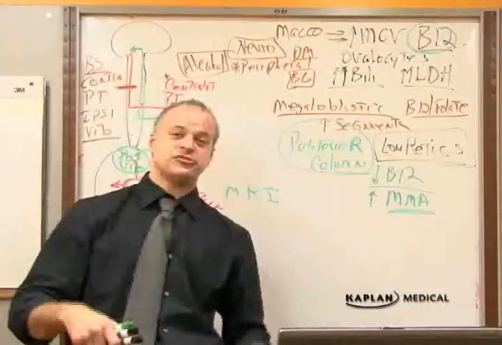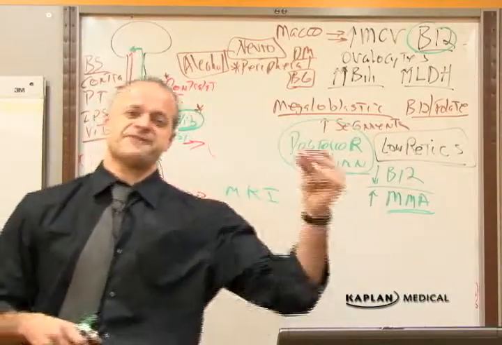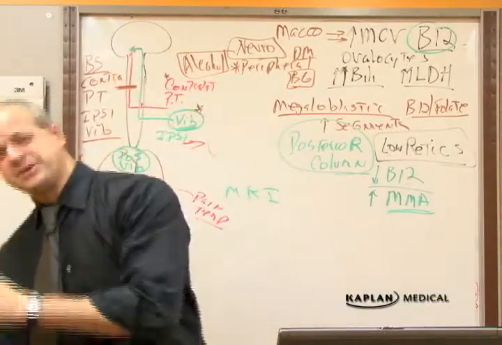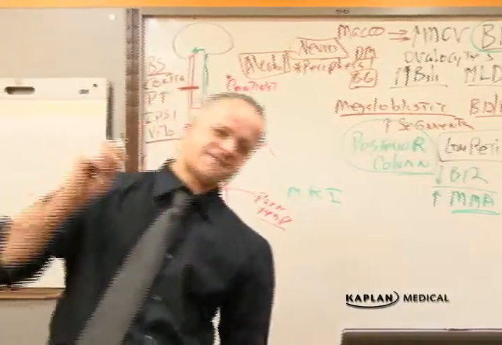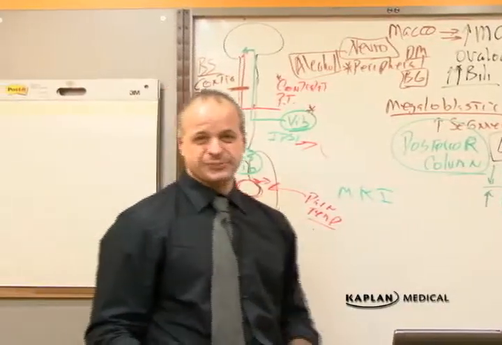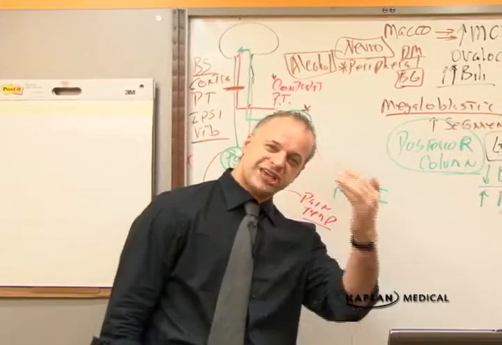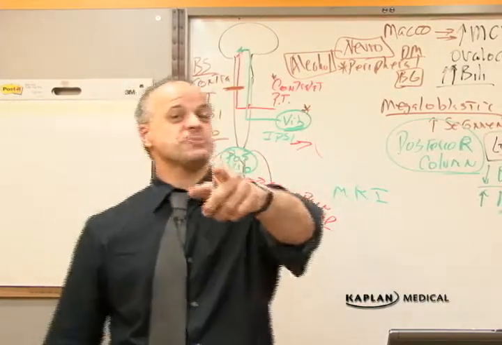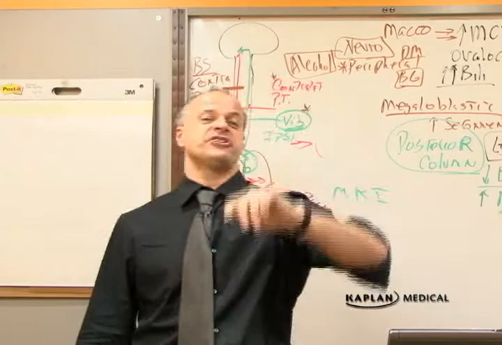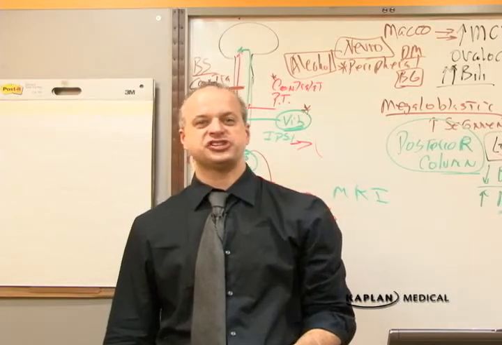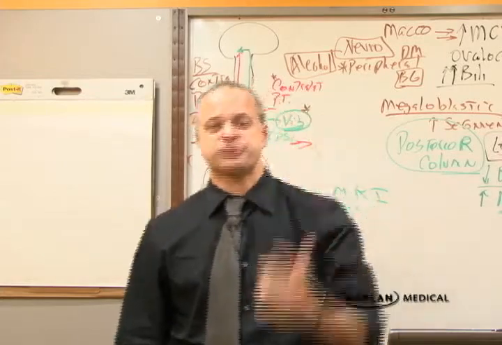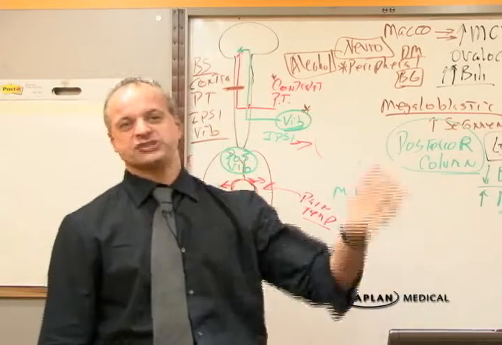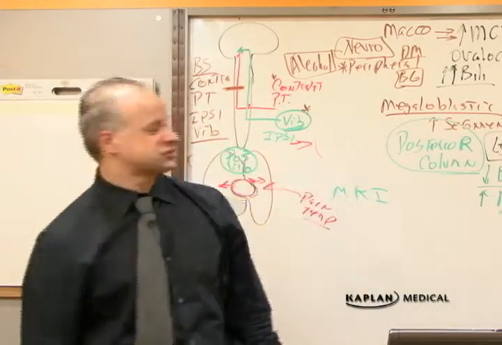White count, sed rate, C-reactive protein, ferritin, and transcobalamin. These are all acute phase reactants. Hey, do you know 30% of people with iron deficiency have a normal ferritin? Why? Ferritin is an acute phase reactant. They go up with stress.